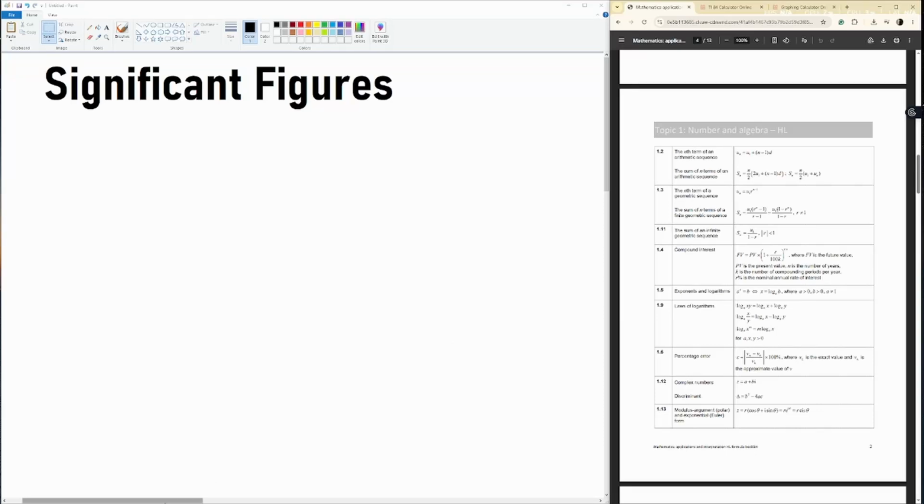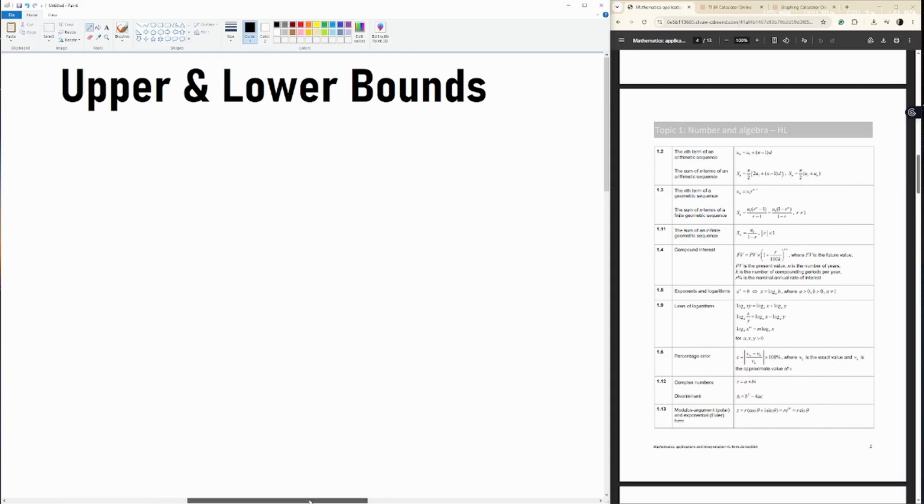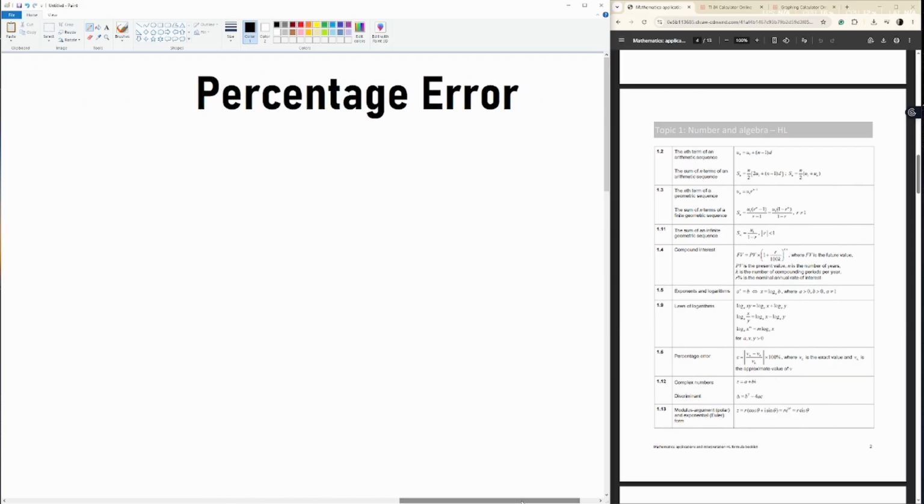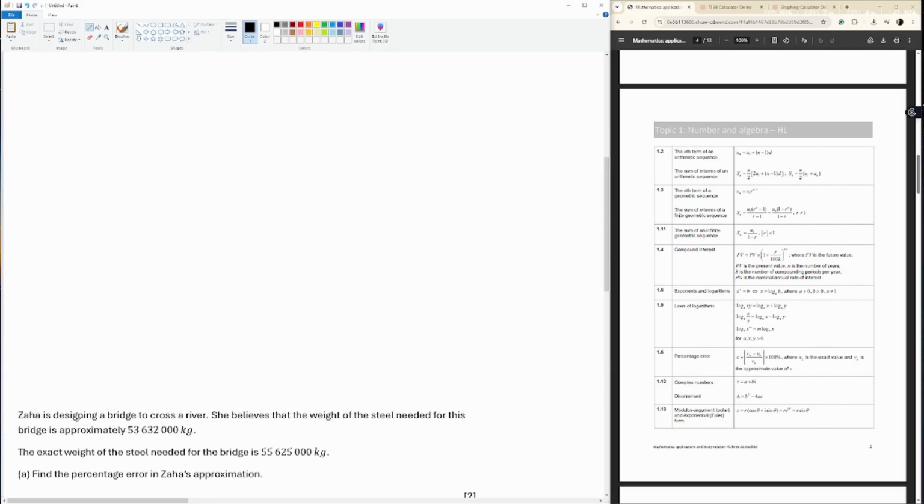Hello everyone, in this lesson we're going to cover approximation. So we're going to firstly cover significant figures, then we're going to see what upper and lower bounds are and how they work. Then we will talk about percentage error, and then I also have included one exam question to make sure that you understand the topic.